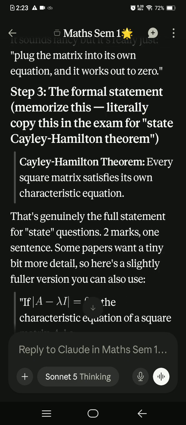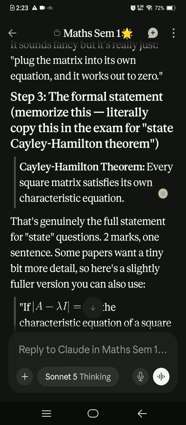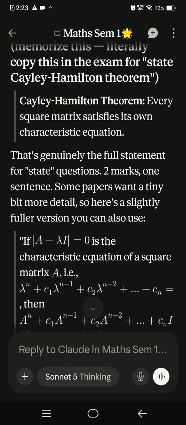Step 3, the formal statement. Memorize this, literally copy this in exam for state Cayley-Hamilton theorem. So Cayley-Hamilton theorem says every square matrix satisfies its own characteristic equation. That's generally the full statement for state questions, 2 marks, 1 sentence. Some people want a tiny bit more detail, so here is a slightly fuller version you can also use.